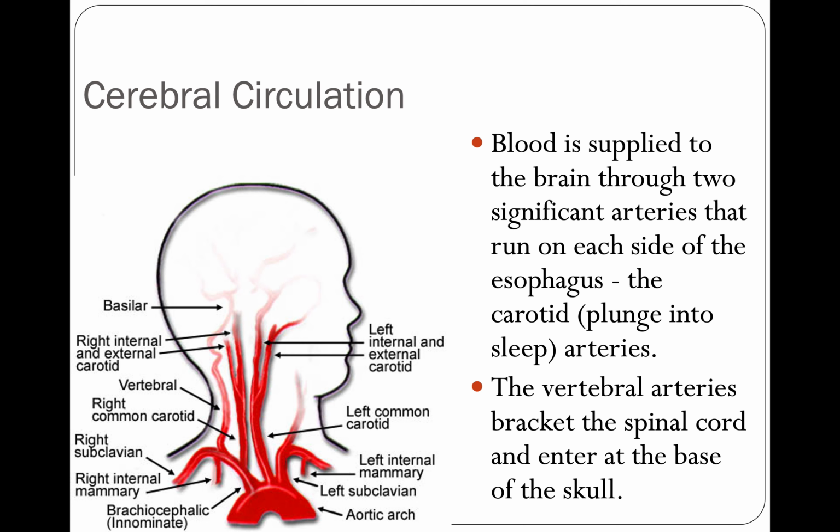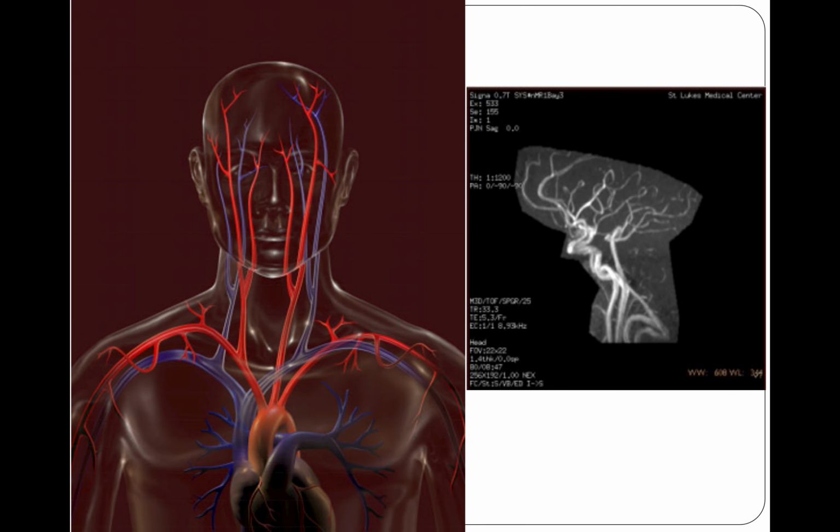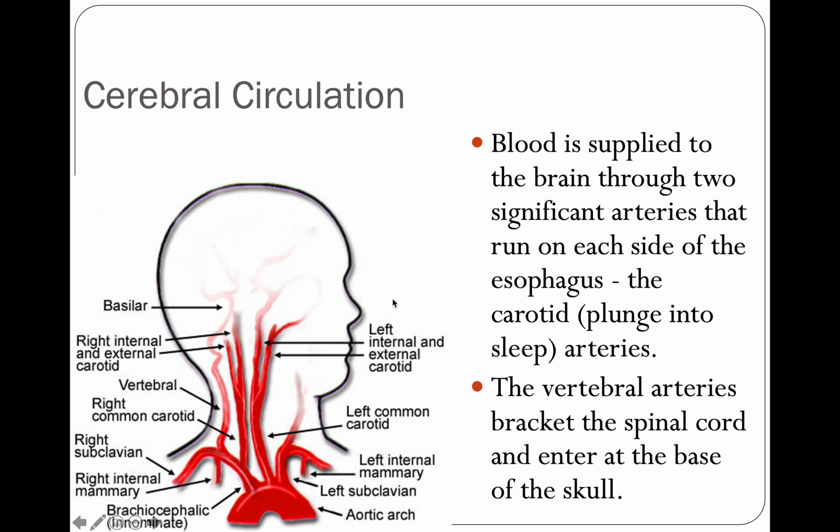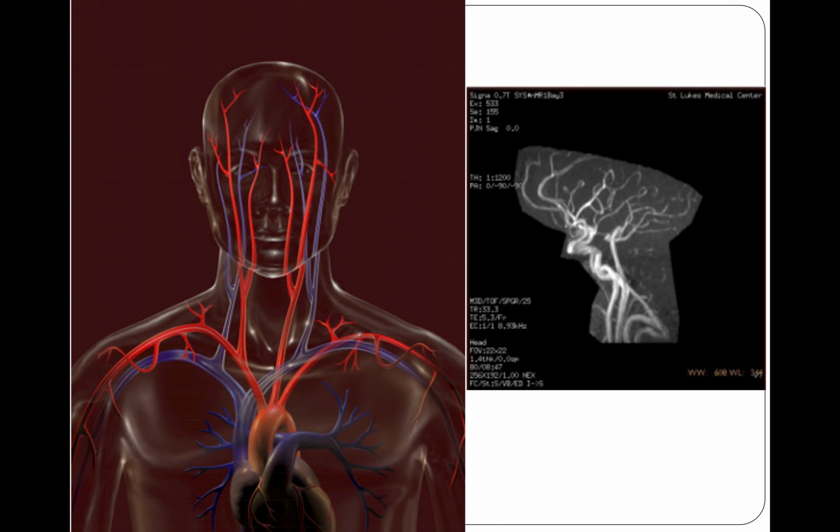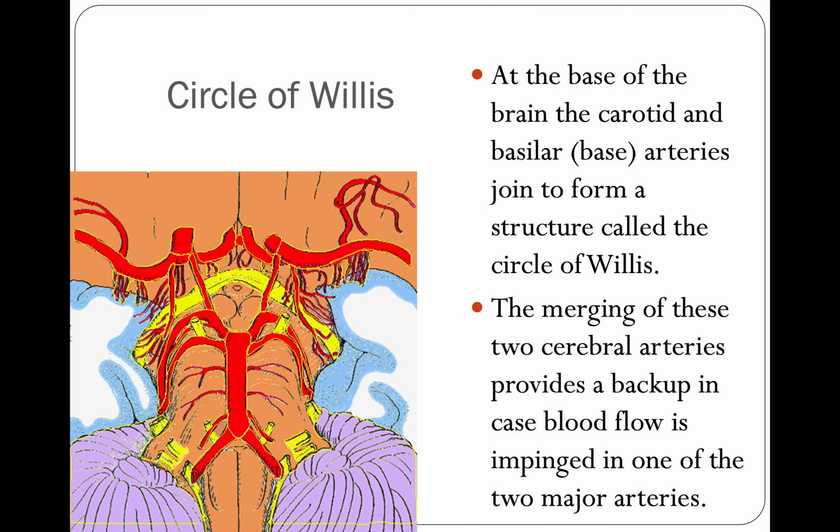Blood is supplied to the brain through two significant arteries that run on each side of the esophagus. They're the carotids, which means plunge into sleep. The carotid arteries and the vertebral arteries, which bracket the spinal cord, enter at the base of the skull. Okay, we won't go into that. As you can see, here are the carotids, and the vertebral arteries are back here, the blue ones. You can see them in this picture.